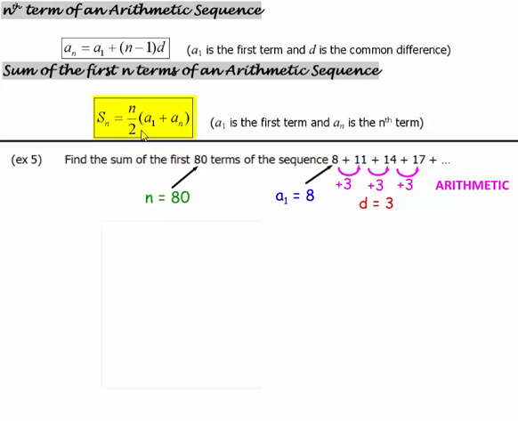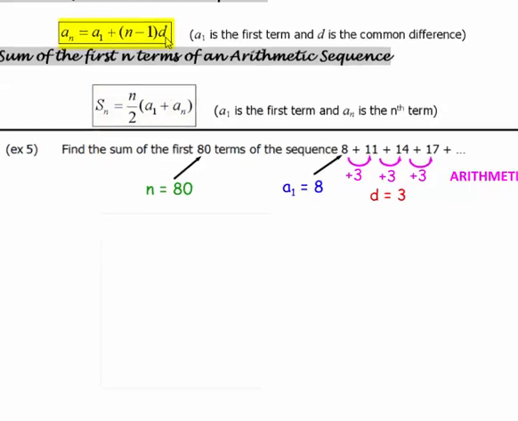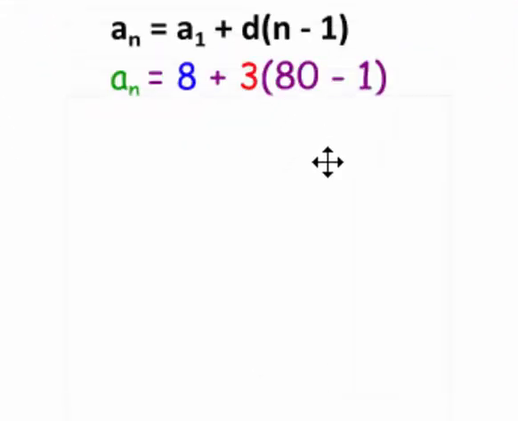Okay, we're looking for the sum here. We need n, we need a sub 1, we need a sub n. We have n and a sub 1, we just need to find a sub n now. In order to do that, we can use our formula up here. Okay, we'll plug in everything that we know, and that's everything except for our a sub n. And now, calculate it out.